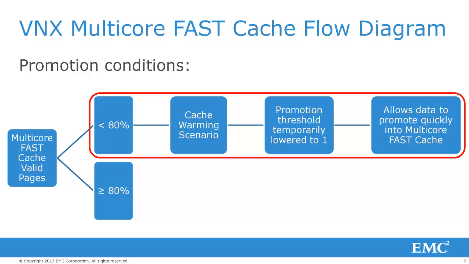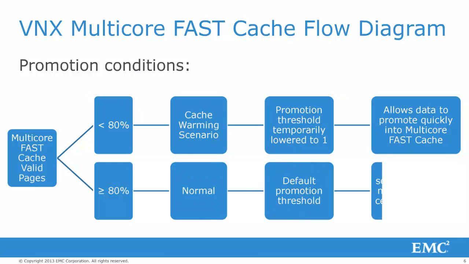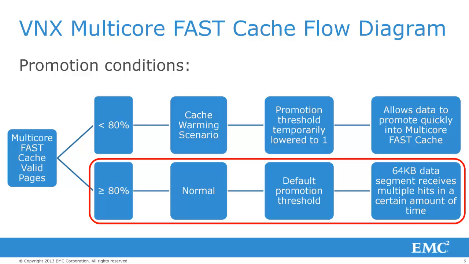Being below the 80% threshold can happen when Multicore Fast Cache is being created, when Fast Cache is disabled on a LUN or pool, or when a LUN using Multicore Fast Cache is unbound. Multicore Fast Cache is in its normal operating mode when it's over 80% full. At this point, the default promotion threshold is in place, and only multiple hits in a certain time period to a 64 kilobyte region will cause a promotion.